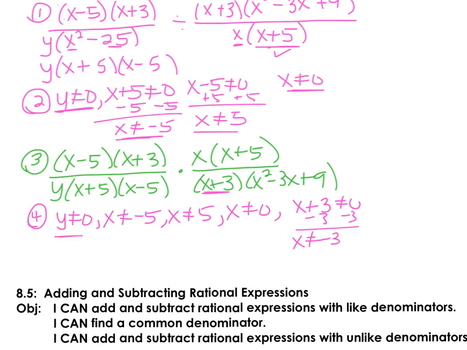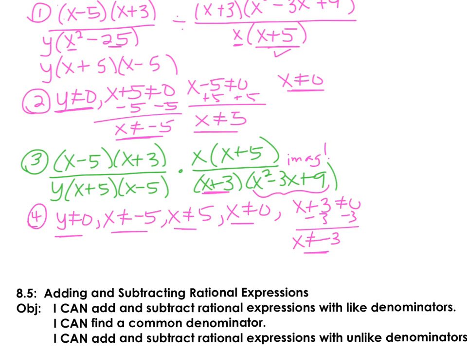There are a lot of restrictions for this solution. Now that x squared minus 3x plus 9 is going to give you an imaginary solution. That's why, remember, it's not ever factorable. So we can leave that one as is. We don't have to find imaginary solutions for our domain restrictions. All right, so speaking of domain and finding our final answer, let's go to step 5.